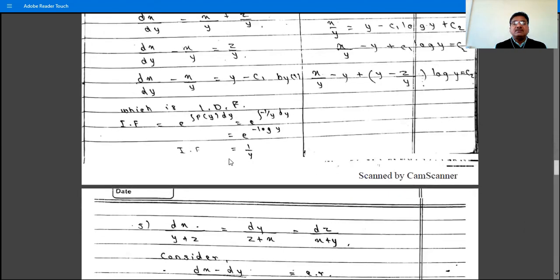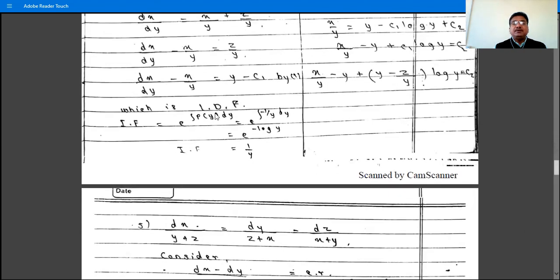So what is the formula for the integrating factor? Integrating factor is equal to e raised to integration px dx. But this is the equation in x and y, so e raised to integration py dy. And py is the coefficient of x, what? Minus 1 by y. So its integration is minus log y, and e raised to log y raised to minus 1 is y raised to minus 1, that is, 1 by y is the integrating factor.